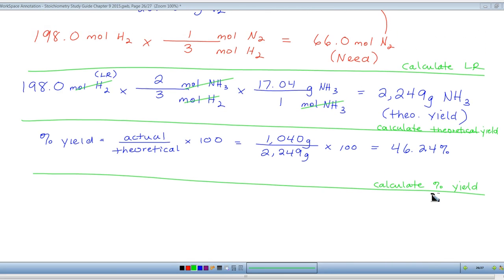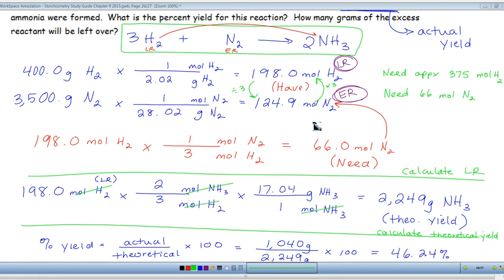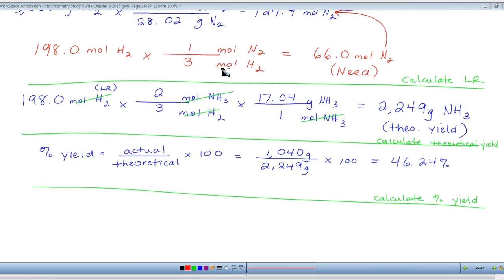It's actually going to look very similar to this calculation right here. We're going to use our limiting reactant. It runs the show. When the limiting reactant is used up, the reaction stops. So we don't make any more product, and we don't use any more of the excess reactant. Here's the stoichiometry we're going to run. We're going to use the limiting reactant to determine the amount of nitrogen, the excess, that gets used or reacted.